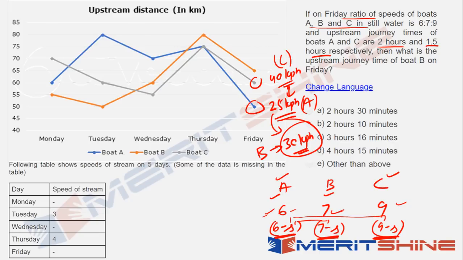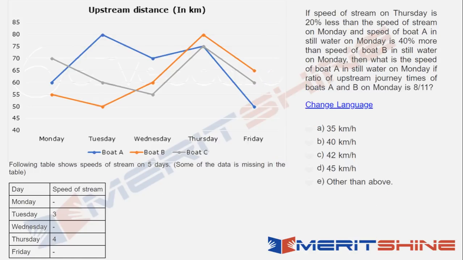It asks what is the upstream journey time. How much distance does boat B cover? It's this distance, 65. So 65 divided by 30, that's 2 hours and 10 minutes, which is option B. I'll say again, very doable, nothing difficult here. And this is the last question, just read it quickly now.